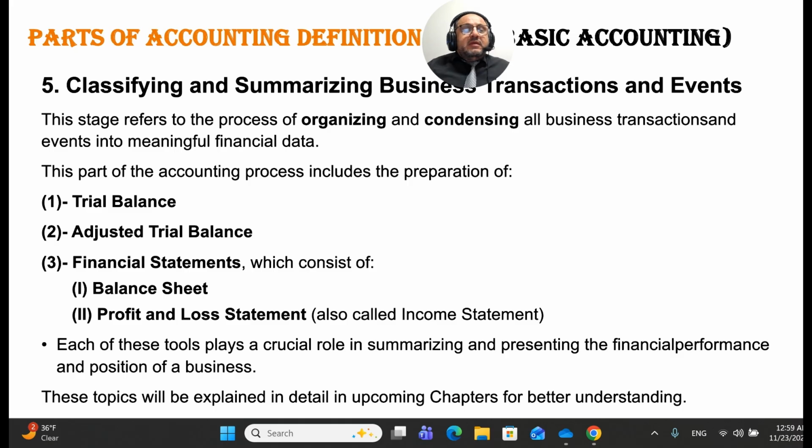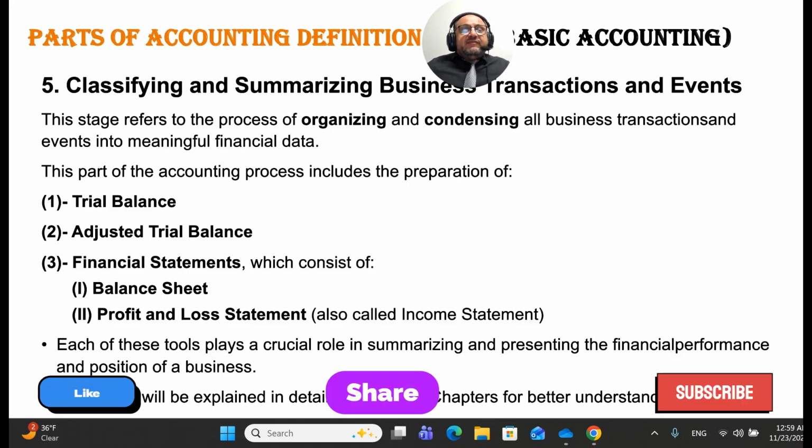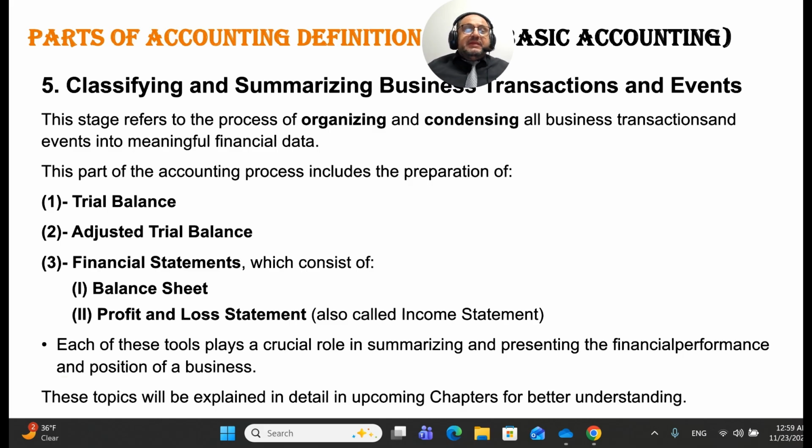So let's start. Number 5, classifying and summarizing business transactions and events. What does it mean? Classifying means finding out the different accounts, total debits, and total credit amounts. And while preparing the balance, the total of the debit column and the total of the credit column should be equal to each other.